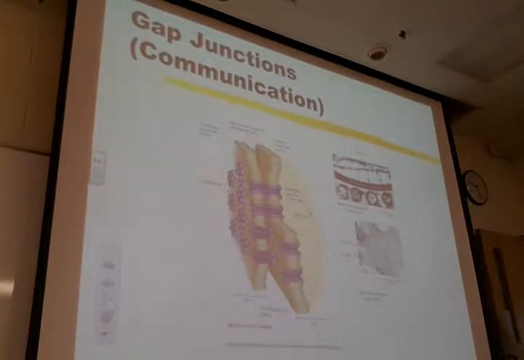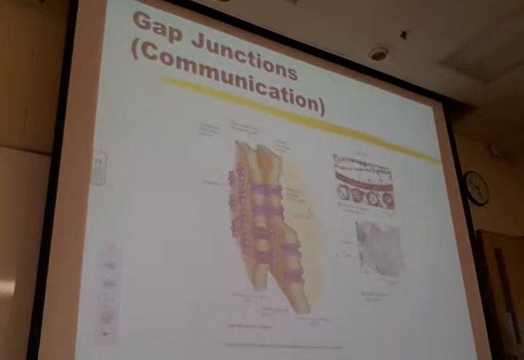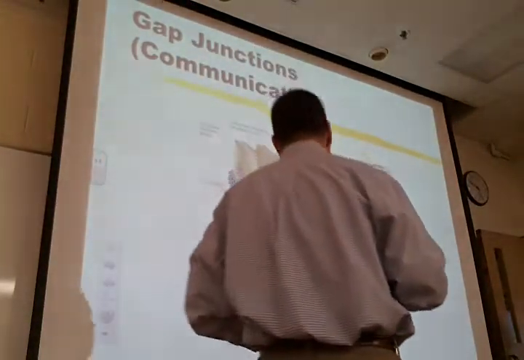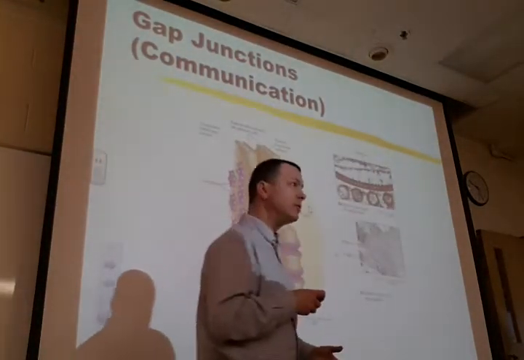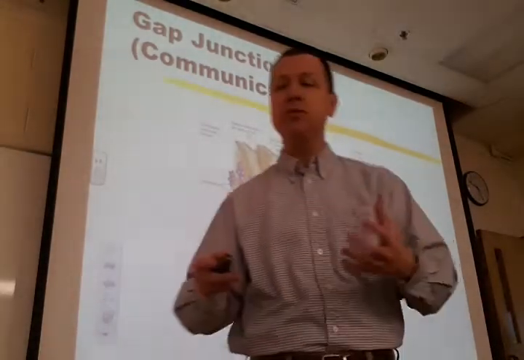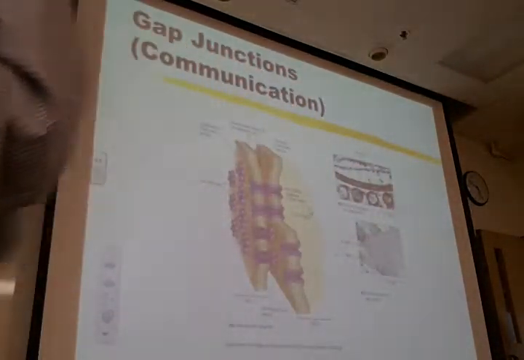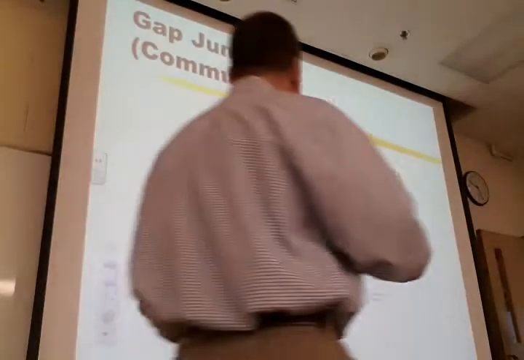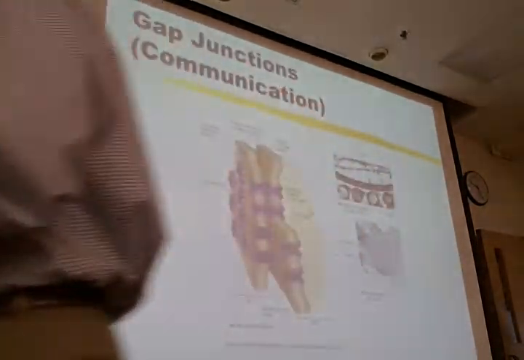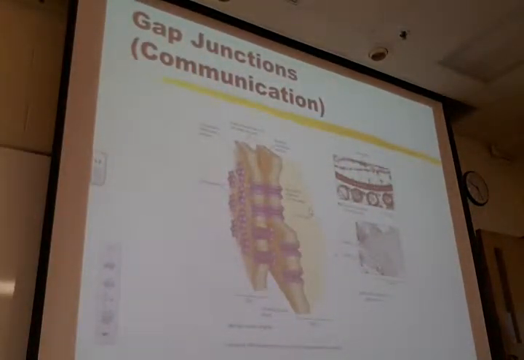And then our final type is called a gap junction. And this has much less to do with keeping the cells sort of physically attached per se, although it obviously does, but these are much more about communication and the sharing of small molecules. So the major protein here in a gap junction is called connexin.